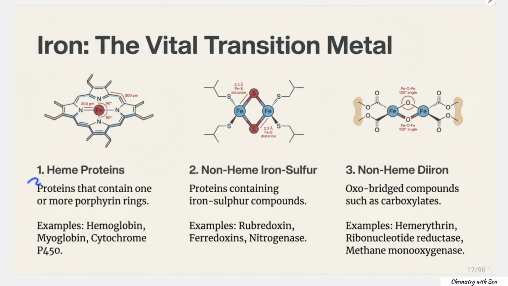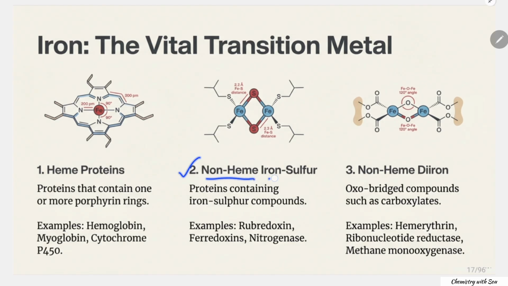It is present in three well-characterized systems. First of all, in the heme proteins, non-heme iron sulfur proteins and non-heme diiron proteins. Heme proteins are proteins that contain one or more porphyrin rings. This is a porphyrin ring with the iron. Examples of these metalloproteins are hemoglobin, myoglobin and cytochrome P450.